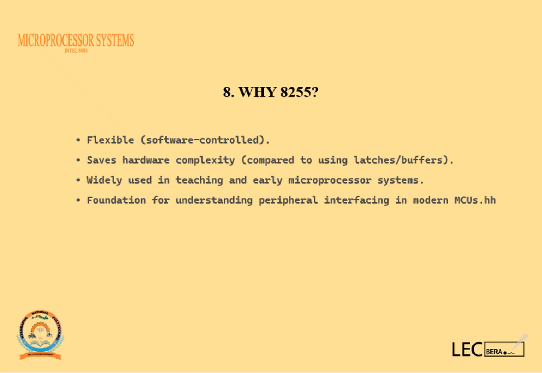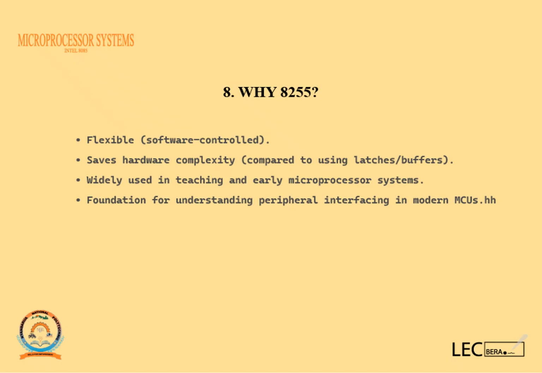Now, you have to understand this is widely used in teaching and early microprocessor systems. For you to understand how the modern microprocessor works, you have to understand how the old microprocessor used to function. And this is a good example for you to understand how we interface things like keyboards, LEDs, keypads, and a mouse to our microprocessor. This is a foundation for understanding peripheral interfacing in modern microcontroller units.